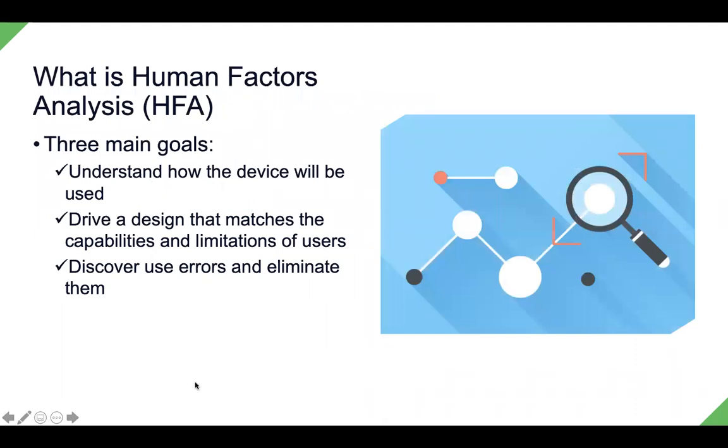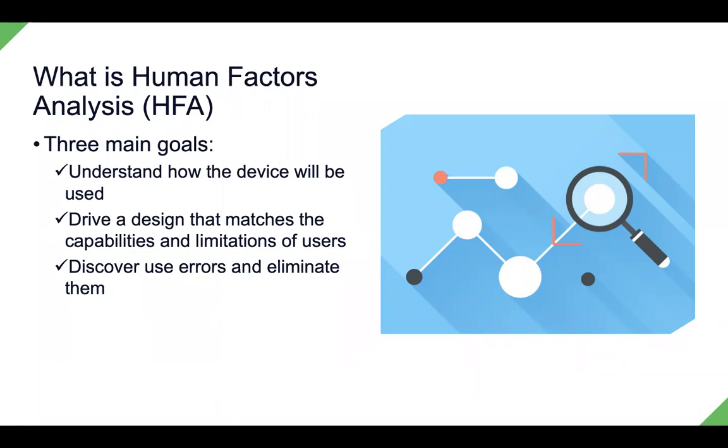So what then do we mean by human factors analysis? Well, the regulatory guidance really breaks it out as three main goals. The first is to really understand how your device is going to be used, not just what it's going to do, but how it's going to be used. And then take that knowledge and understanding and use it to drive the design of your software or your device that will match those capabilities and limitations of the users that you've gained your understanding of.